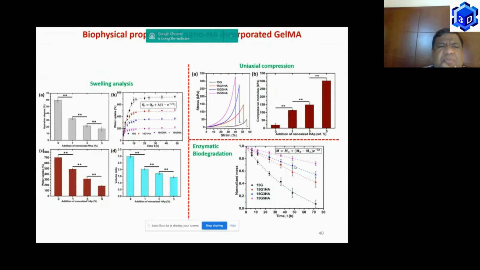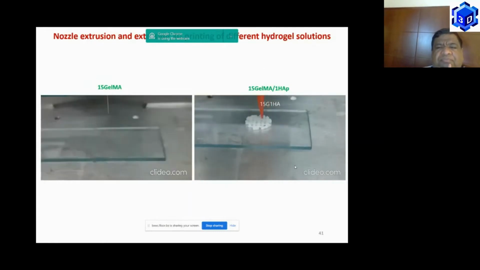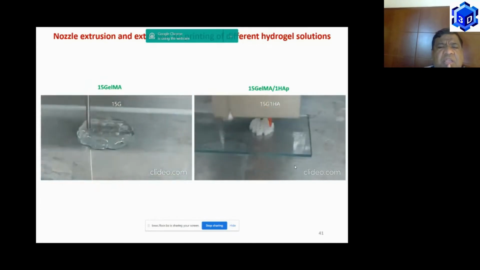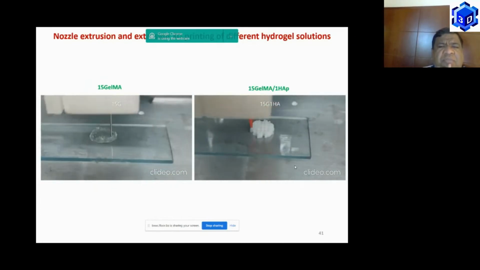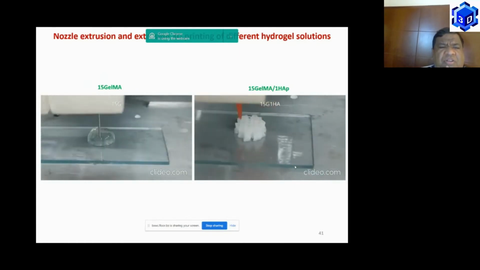In terms of biophysical properties, we have done uniaxial compression, enzymatic biodegradation, and swelling analysis. In most cases, we have used theoretical models to see how these properties can be modeled using established models from the literature. You can see how different structures can be built using 15% gelatin methacrylate, and 15% gelatin methacrylate with 1% hydroxyapatite.